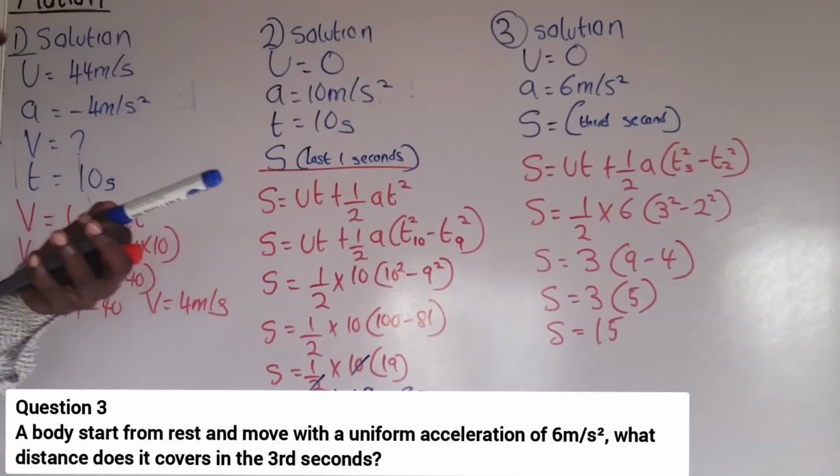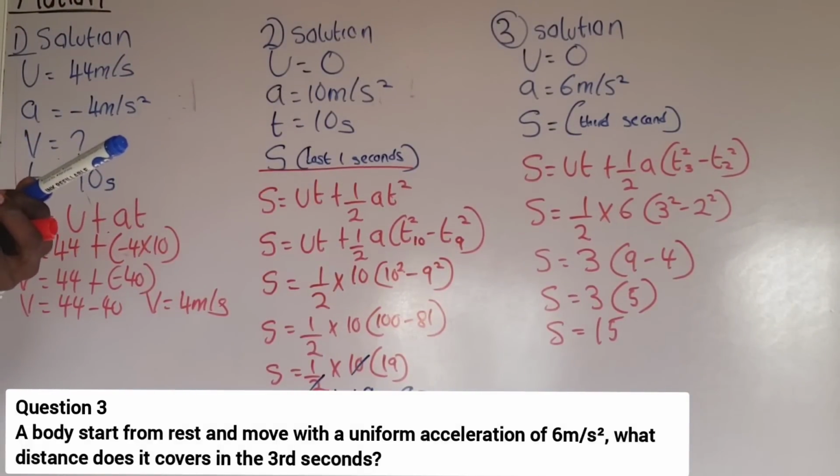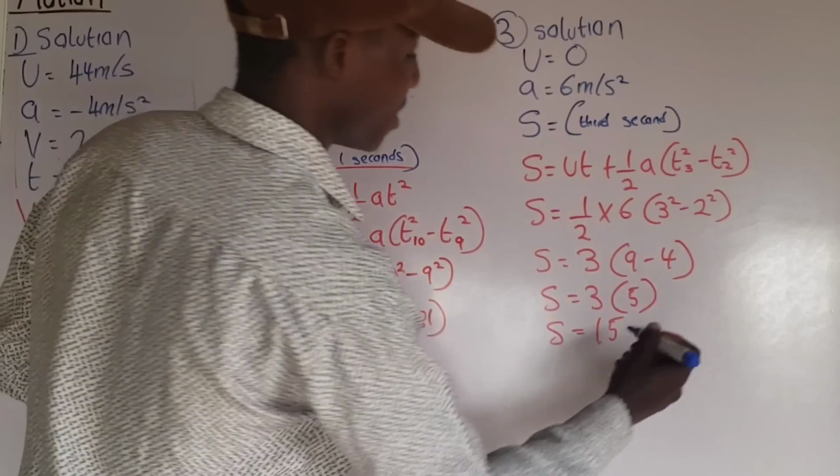The correct option is option A. You understand? The correct option is option A, and this is a typical example of a question that might come across in JAM. So the correct option is option A.